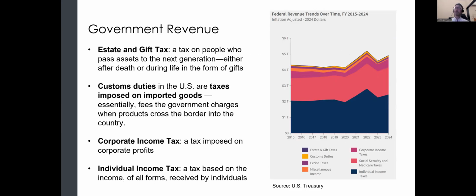Now let's take a look at the government revenue. There are many types of taxes from which the government can earn revenue. First is the estate and gift tax, which is a tax on people who pass assets to the next generation, either after death or during life in the form of gifts.